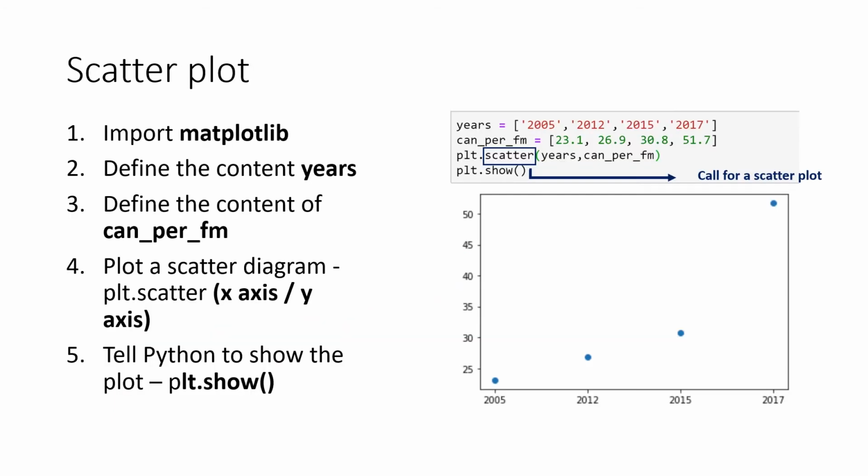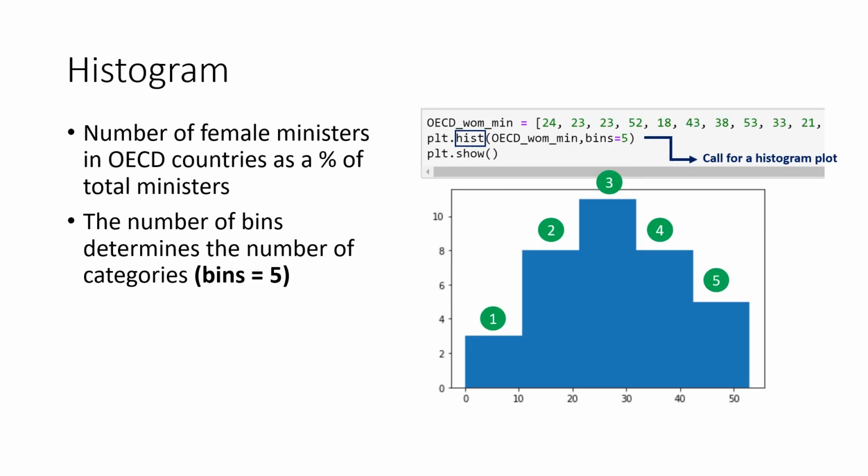The scatter plot is the same approach as before. First, we have our two variables defined over here, or lists. The only big difference is that now we call for a scatter plot rather than a normal plot. So we have to write plt.scatter. Then we call plt.show, and our graphic will be shown again.